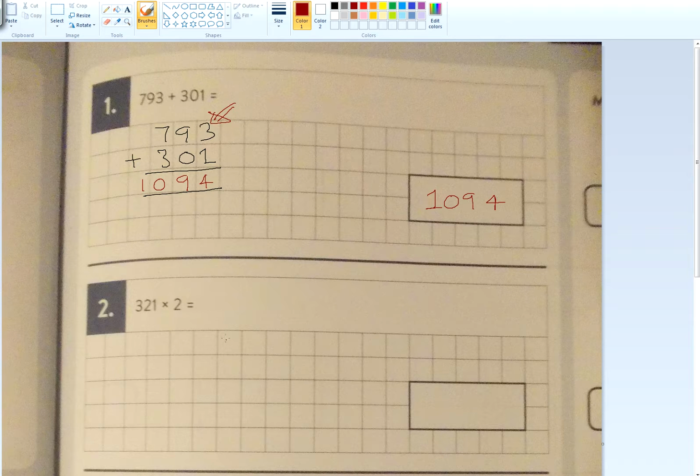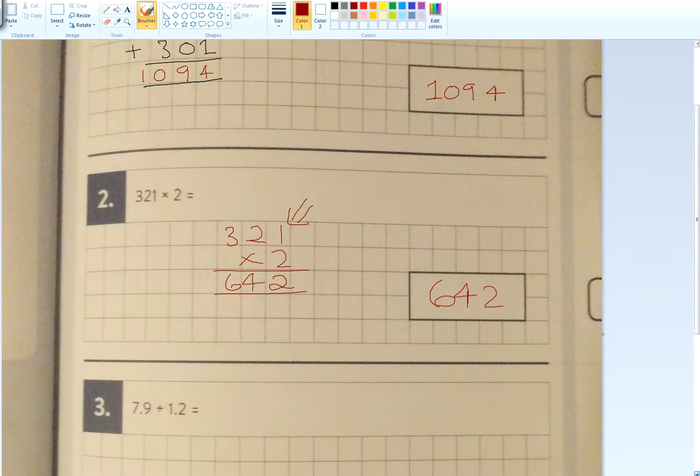The next question we have is 321. I'm just going to set it out here so you can see nice and clearly. Times by 2. Again, we start on the right hand side: 1 times by 2 is 2, and 2 times by 2 is 4, and 3 times by 2 is 6, and we just copy that answer in here. Okay, let's go down the page.